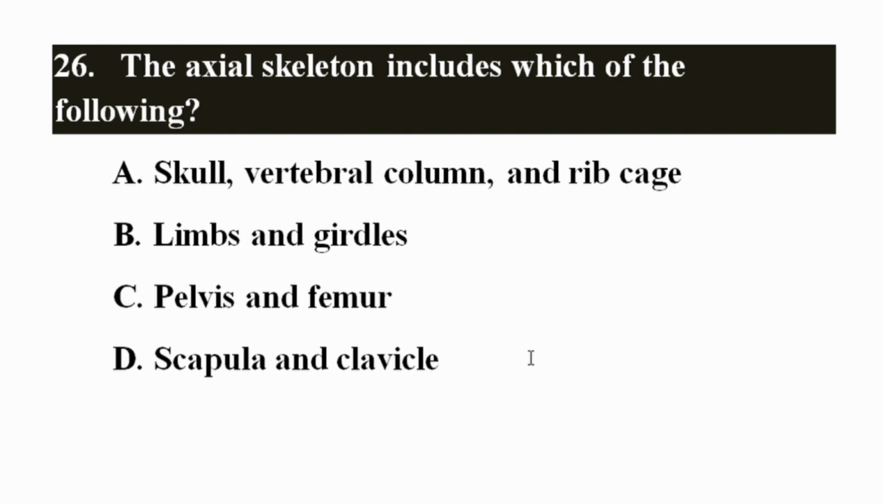The axial skeleton includes which of the following? The right option is Alpha, skull, vertebral column and rib cage.